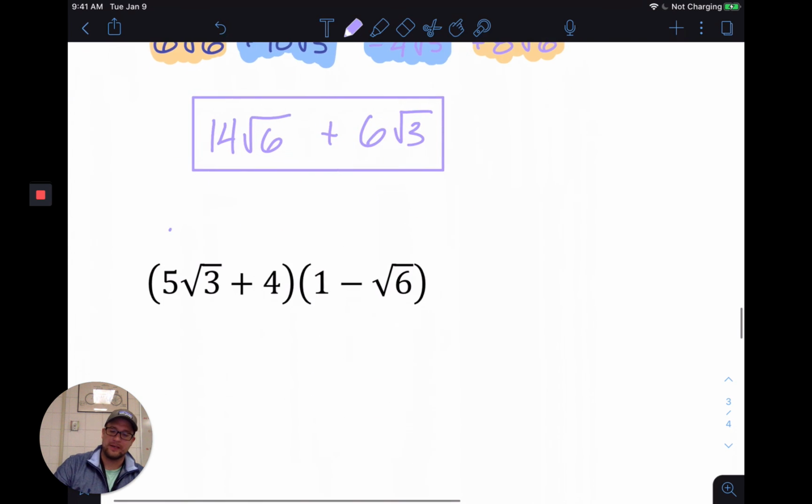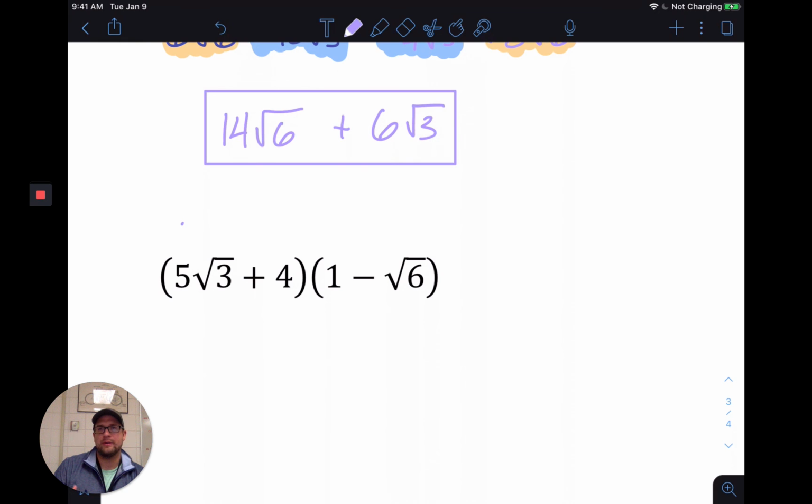Last problem we see, sometimes we call these foiling problems. I'm not a big fan of FOIL. I like the idea of just a double distribution problem. So we are going to distribute this first term to each of these second 2. And then following up on that, we are going to multiply the second term by each of those 2 as well. So we got to be careful here in our multiplications.